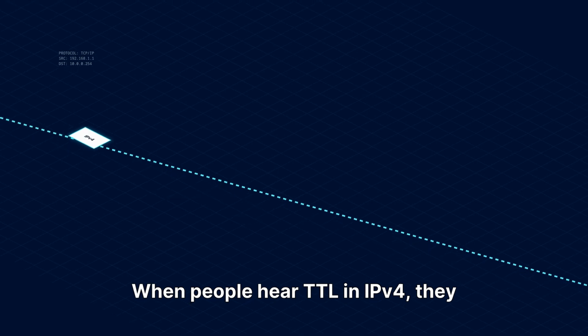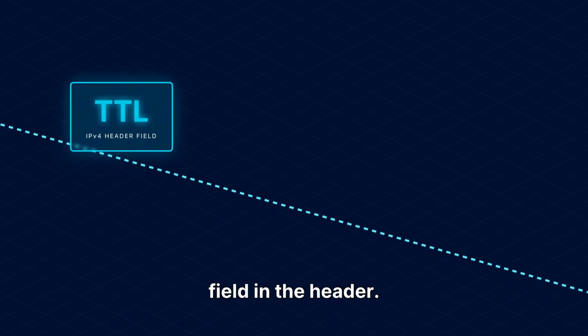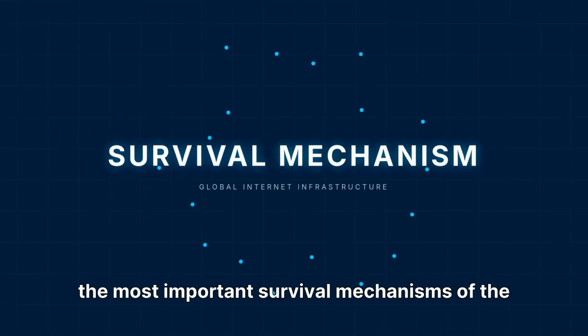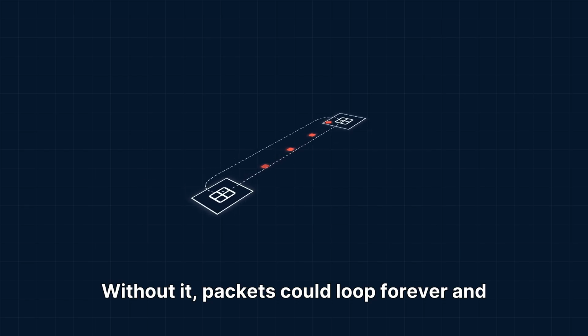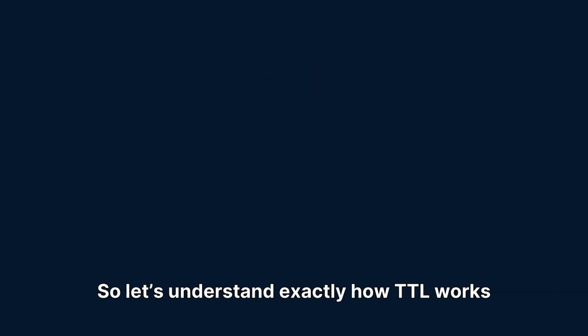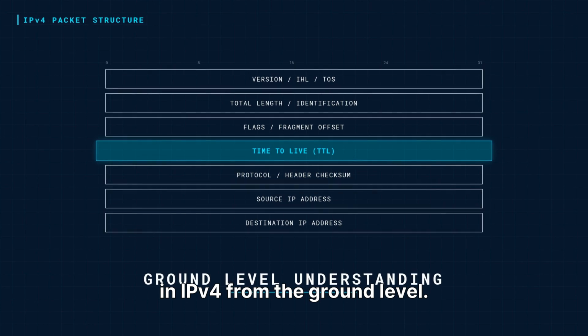When people hear TTL in IPv4, they usually think it is just a small field in the header. But in reality, TTL is one of the most important survival mechanisms of the entire internet. Without it, packets could loop forever and destroy networks. So let's understand exactly how TTL works in IPv4 from the ground level.